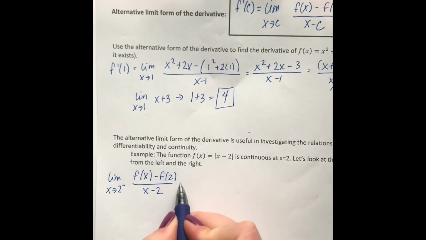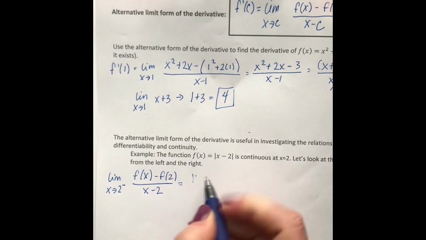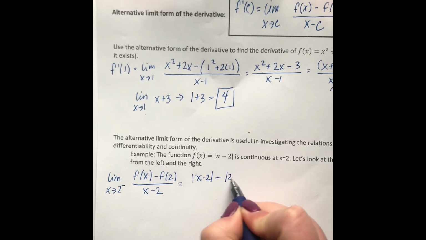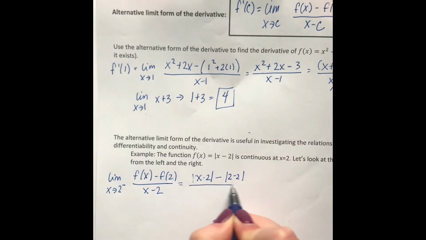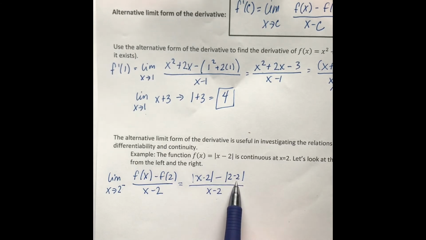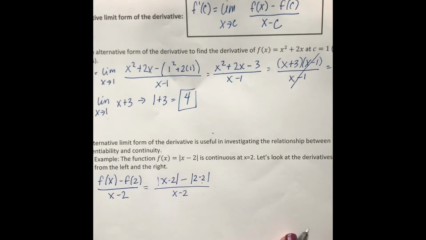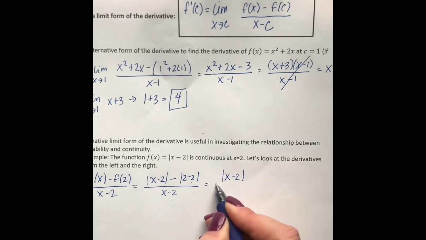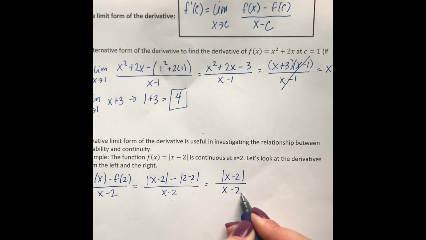So now let's do our substitution. We have the absolute value of x minus 2 minus the absolute value of 2 minus 2 all over x minus 2. This 2 minus 2 becomes 0. The absolute value of 0 is 0. So anything minus 0 is just going to stay the same. Absolute value of x minus 2 over x minus 2.